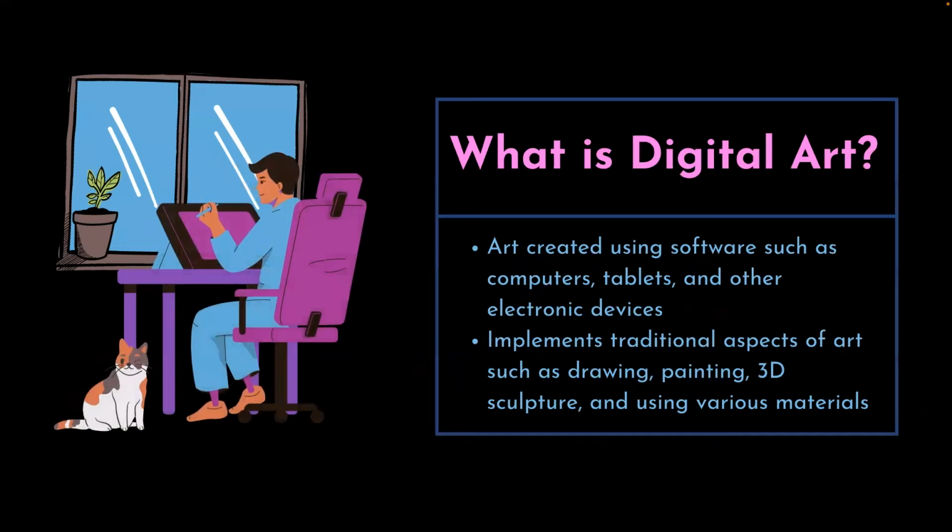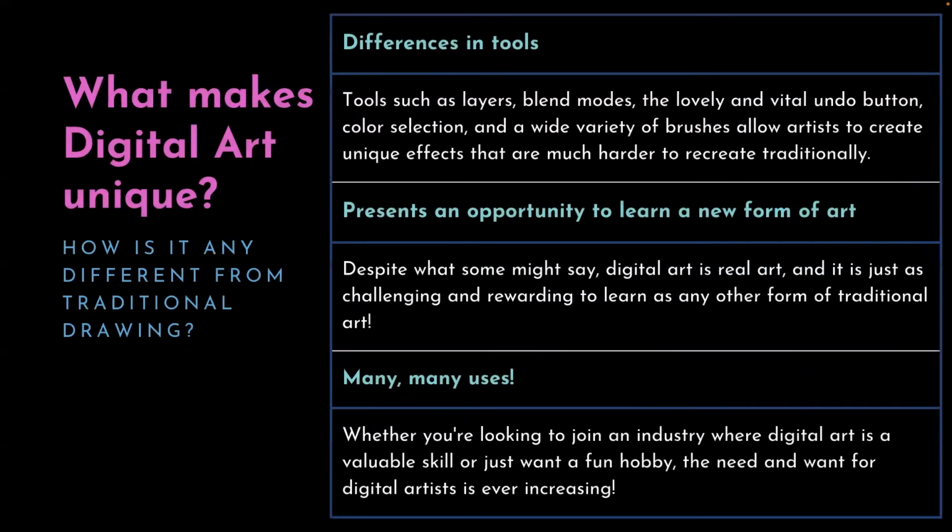So let's start with, what is digital art? Digital art is art that's created using software such as computers, tablets, and other electronic devices. It implements traditional aspects of art such as drawing, sculpture, painting, and using various materials. The difference between digital art and traditional art, though, lies in tools. So tools such as layers, blend modes, the lovely and vital undo button, color selection, opacity, and a variety of brushes allow artists to create unique effects that are much harder to recreate traditionally.